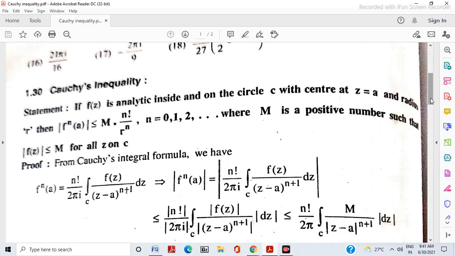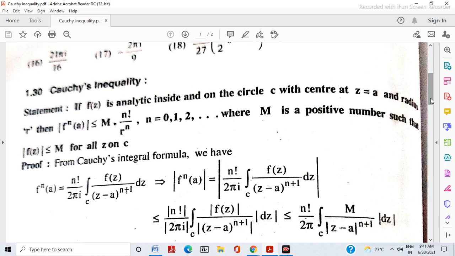Then you should remember, if f(z) is analytic inside and on the circle C with the center at z = a and radius r, and one more condition, what is that? Modulus of f(z) is less than or equal to M for all z on C. Then what should we get? Modulus of f^(n)(a) is less than or equal to M n! divided by r^n, where n is 0, 1, 2, etc.